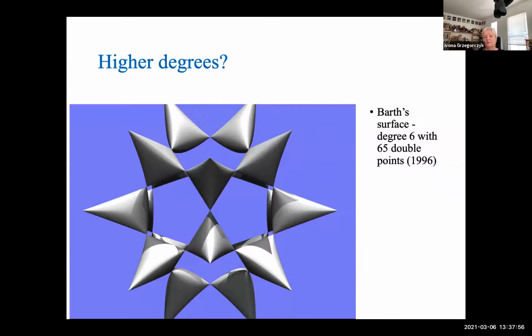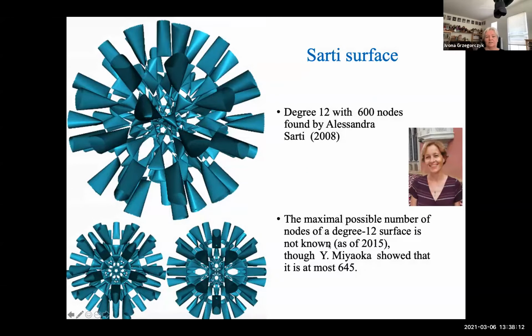How about higher degrees? They are coming out very unusual, looking very nice and very modern. And this one, as an example, was quite recently discovered, in 2008. This one is of degree 12 and has 600 nodes. These points, you see, are points of self-intersection. It's 600, the biggest number known.